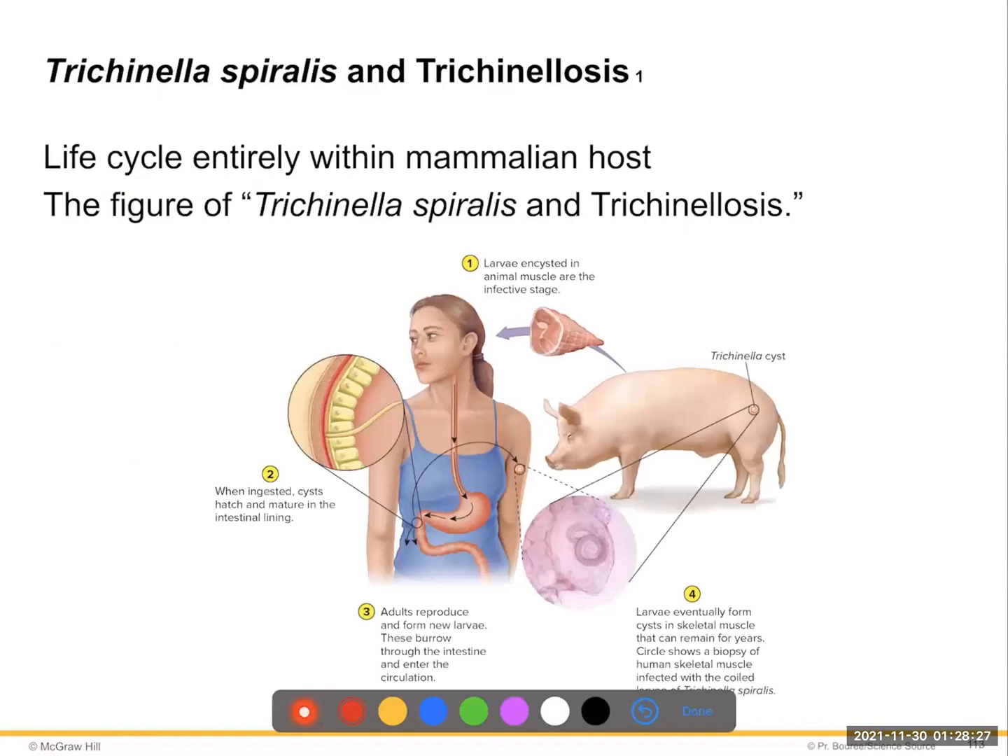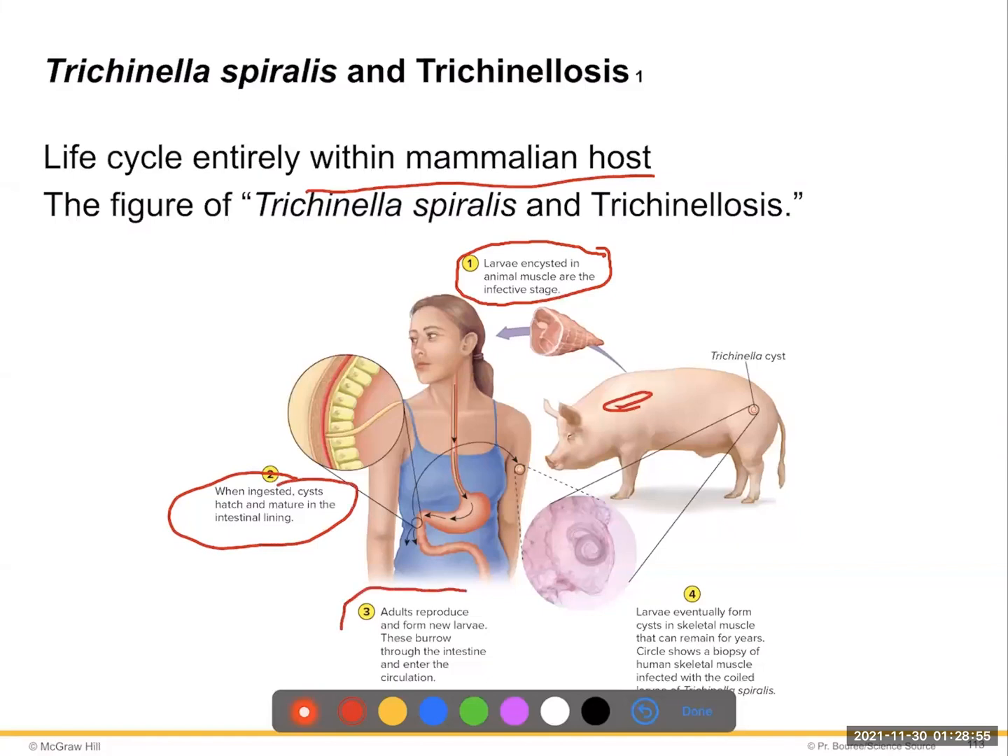The Trichinella spiralis is entirely within a mammalian host. Larvae are in cysts in animal muscles in infective stages. So the animal has it inside, we have the infected meat, we eat it, it's ingested, and the cysts hatch once they're in the intestine and mature in the intestinal lining.